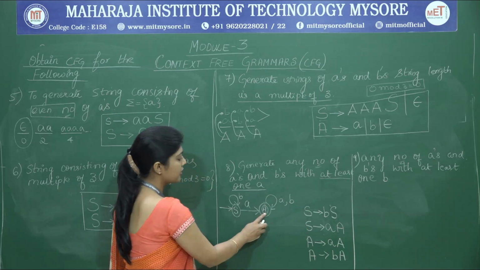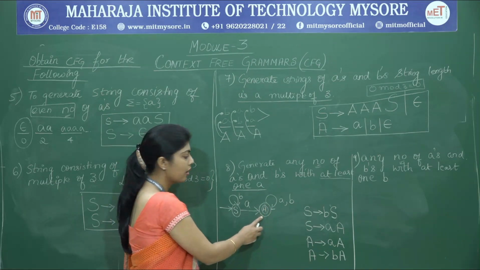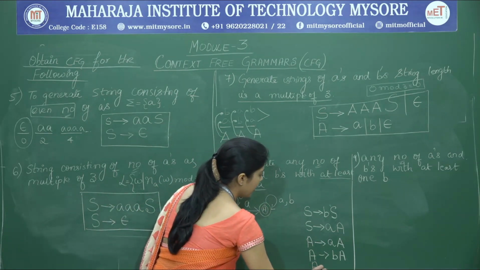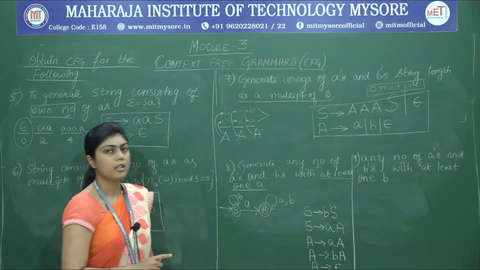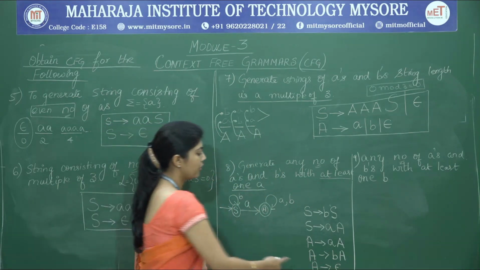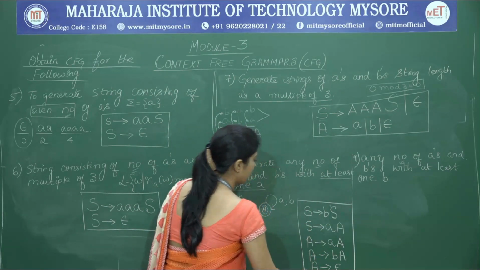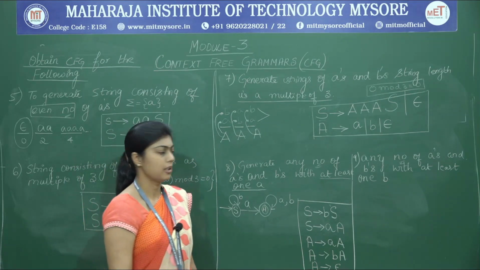Next, we have this as the final state. Okay, so A is the final state. So wherever we have the final state, we add another production, A goes to epsilon. So whatever state is the final state, for that state we are going to add A goes to epsilon. So this is the set of grammatical rules that we can define for the given problem statement.